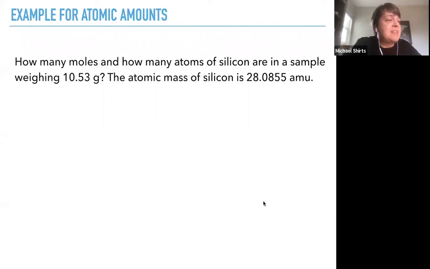So here's an example question. Should be straightforward, but just to review everything. How many moles and how many atoms of silicon are in a sample weighing 10.53 grams? The atomic mass of silicon is 28.0855 AMU.